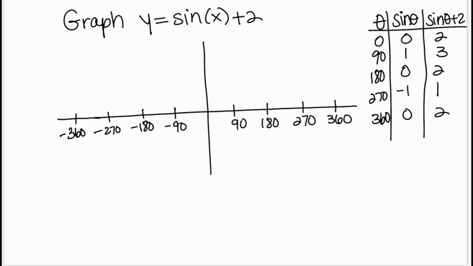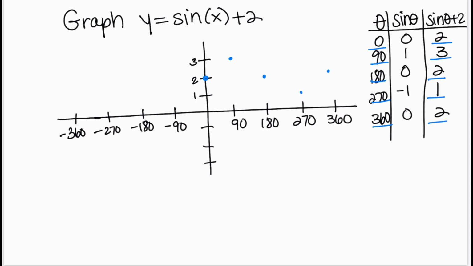Okay, so I'm going to go ahead right now and I'm going to graph this. So at 0, I'm at 2. I'm going to go ahead and put 2 and 3, -1. So we have 1, 2, and 3. So I'm going to go 0, 2. So at 0, I'm at 2. At 90, I'm at 3. At 180, I'm at 2. At 270, I'm at 1. And at 360, I'm at 2.